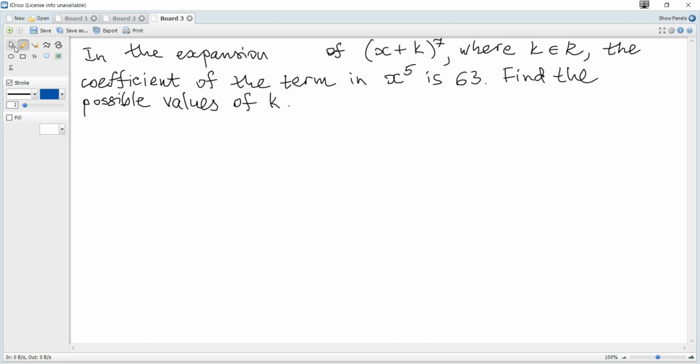The expansion of (x + k)^7, where k is real. The coefficient of the term in x^5 is 63. Find the possible values of k. So let's just consider this expansion.